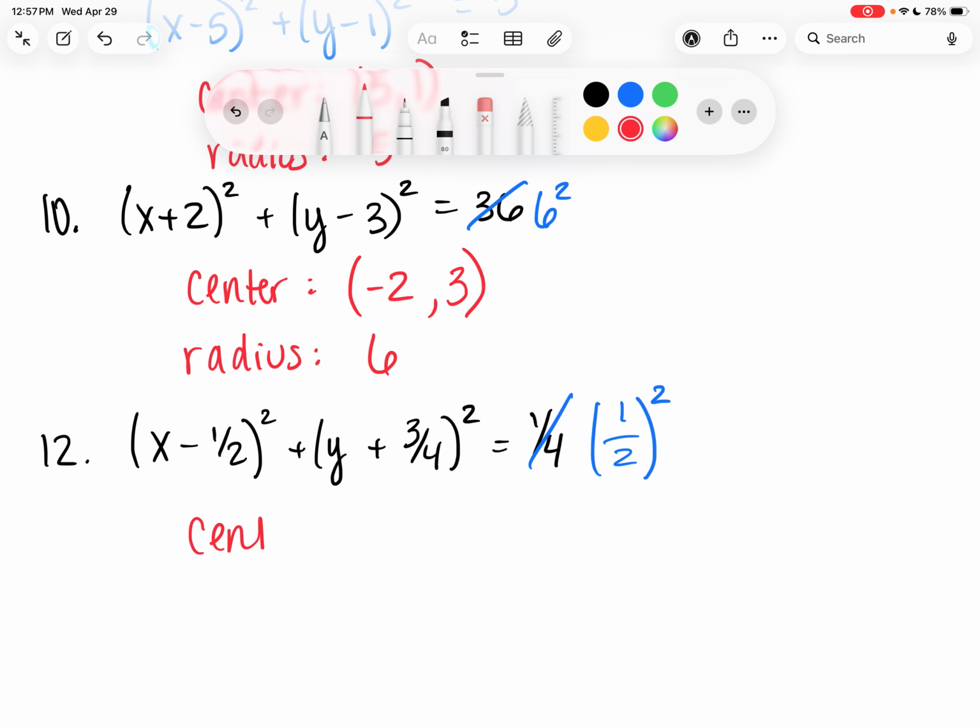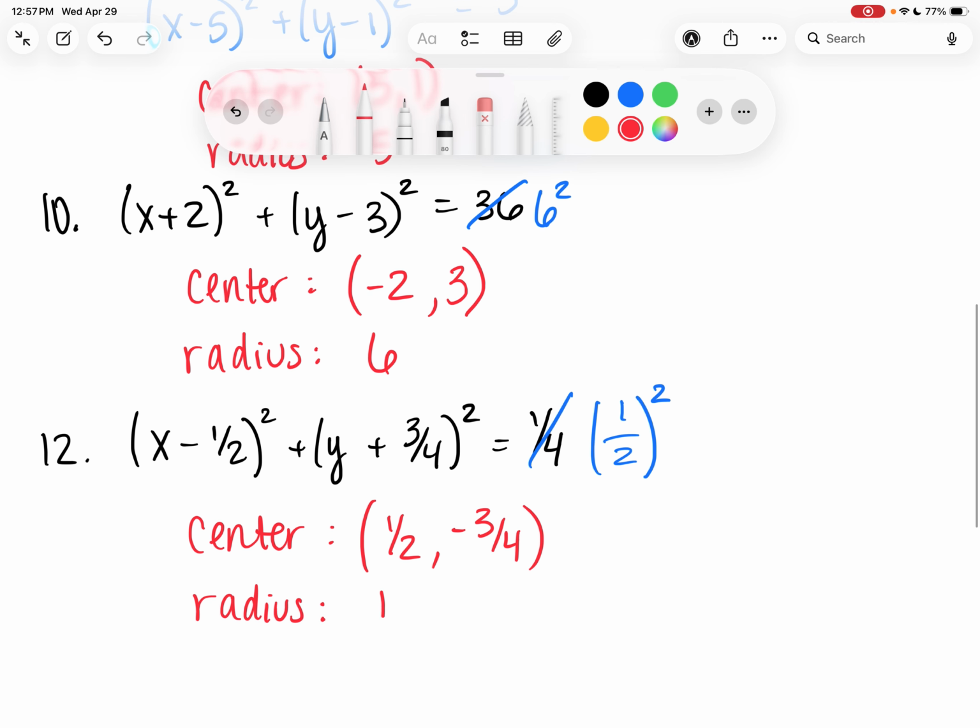So my center, what would it be? 1/2, negative 3/4. Yep, opposite sign, so positive 1/2, negative 3/4. And what about the radius? Yep, 1/2. All right, any questions about those?